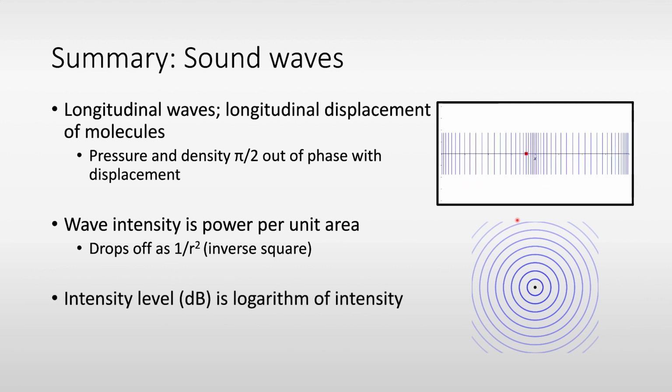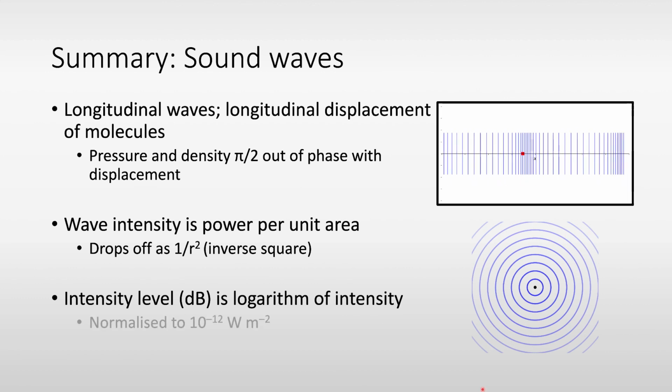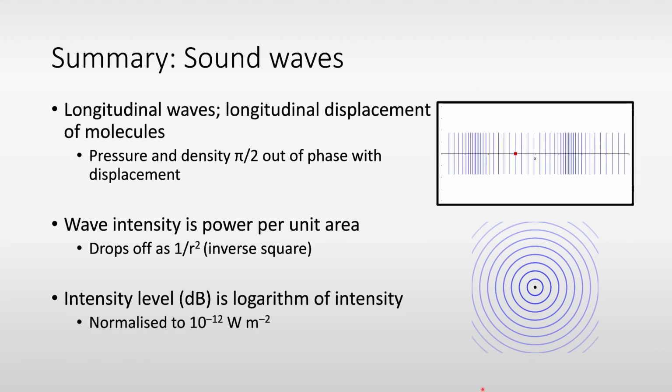We also spoke about decibels and how we measure intensity level, and fundamentally that intensity level is a logarithm of intensity. It is our perception of sound wave intensity. And fundamentally we normalize this to 10 to the minus 12 watts per square meter, which is generally agreed as being the threshold level for us to be able to hear sound.